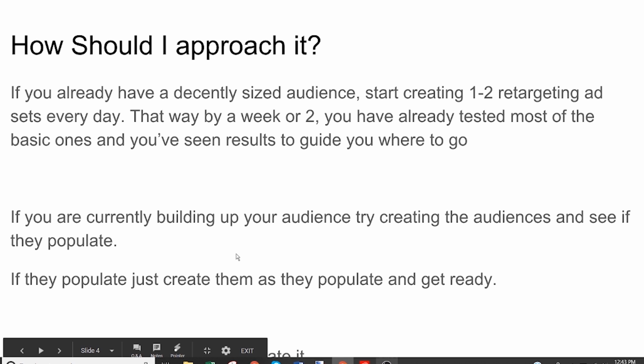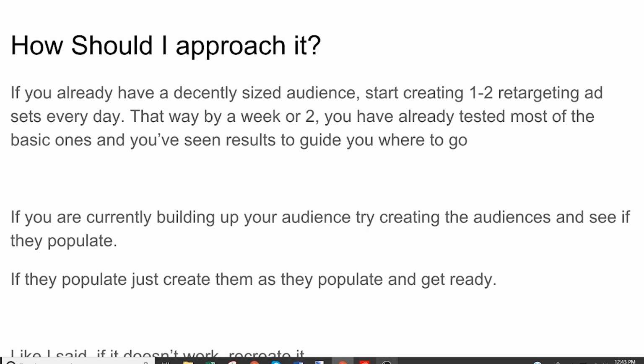So if you're currently building up your audience, so this is more like people who just found a winning product, or maybe you did Instagram influencers and you have a little bit of data, I would create the audiences, just get them created, and then as soon as they populate, I would start running ads to them. Like as soon as that little thing says green and it says ready, that's when I would start running ads. And if it's not populating, just keep on recreating it like every couple of days until it does populate.